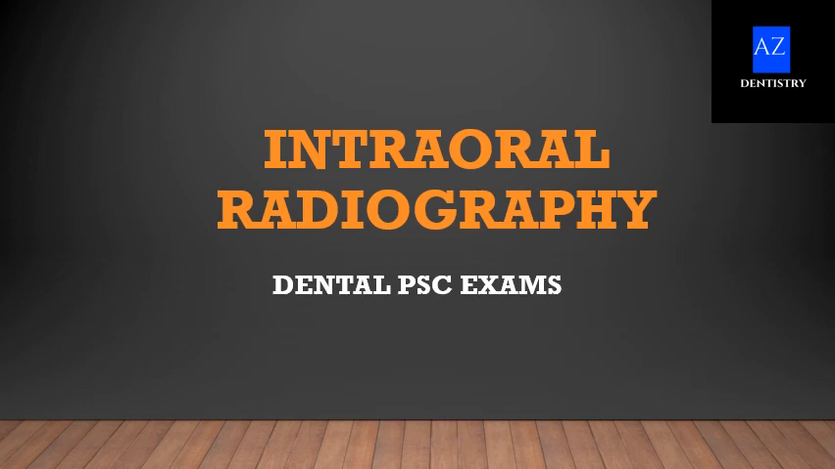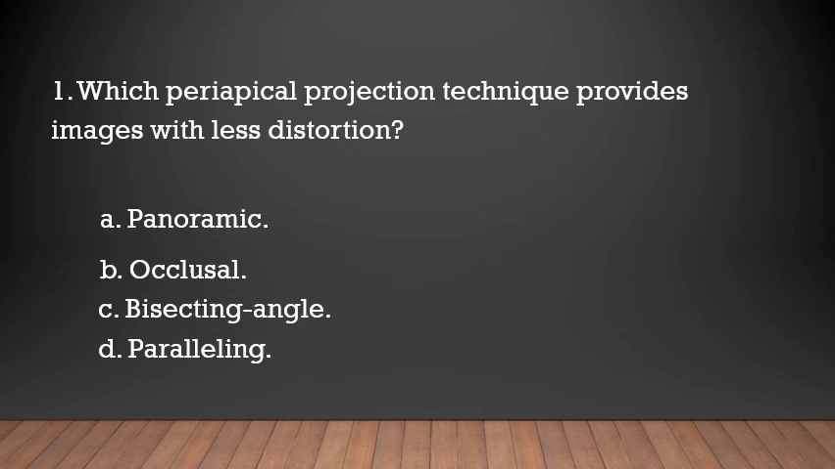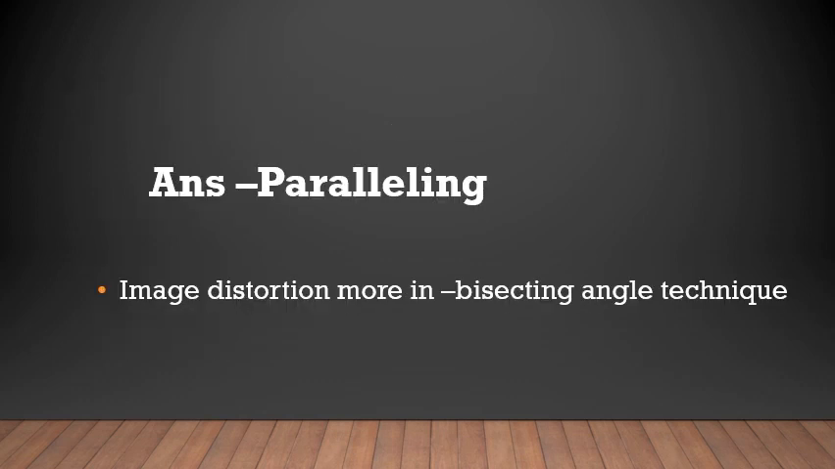This video focuses on important MCQs related to intraoral radiography. Which periapical projection technique provides images with less distortion? Panoramic, occlusal, bisecting angle, paralleling. Paralleling. Paralleling technique minimizes image distortion. Image distortion is more in bisecting angle technique.